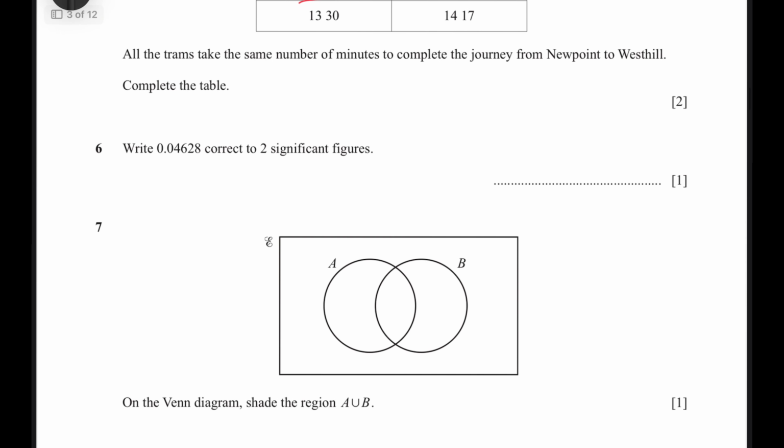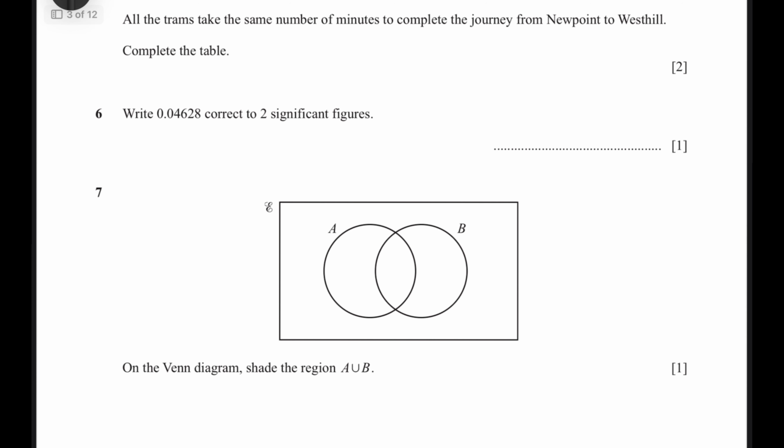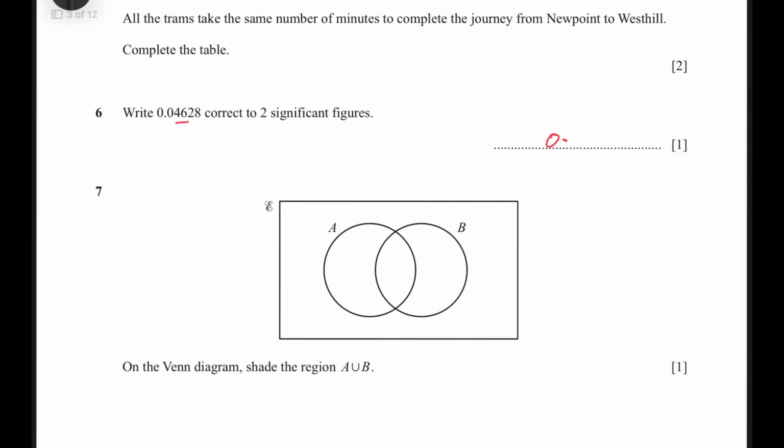Okay. Sixth one. Write this correct to two significant figures. Okay, that's very simple. Two significant figure is still here only. And we know that after 6, it's 2. So what we will write is 0.046. So this is in two significant figure.